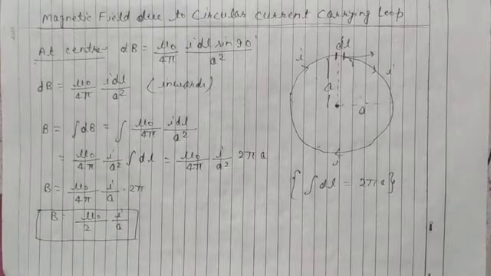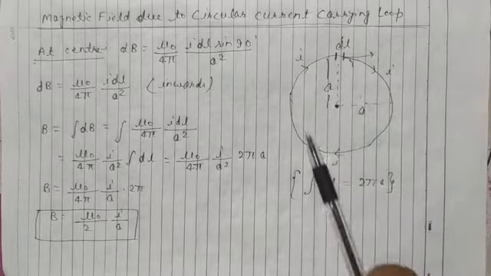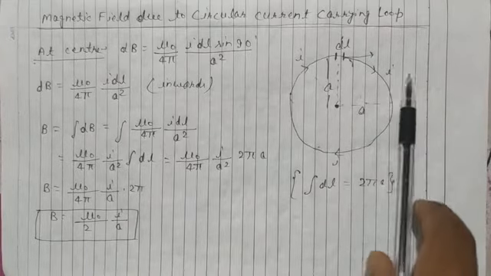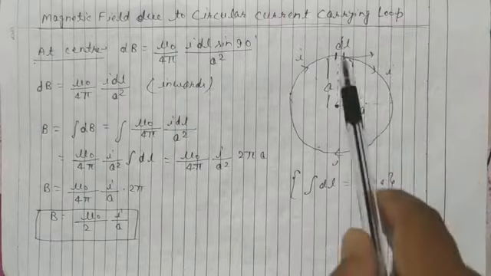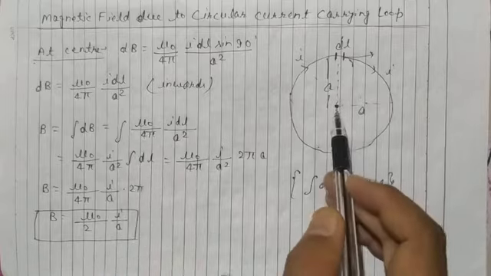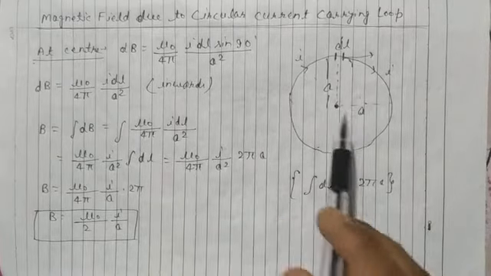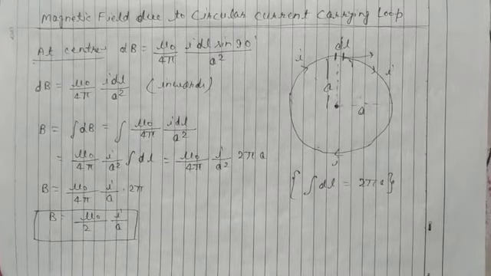And now the magnetic field due to a circular current carrying loop. If this is a circular current carrying loop or coil, and we want to find the magnetic field at the center of this loop, we use the Biot-Savart law here. According to the Biot-Savart law, the magnetic field is due to a small current element. The Biot-Savart law is only applicable for a small current element.